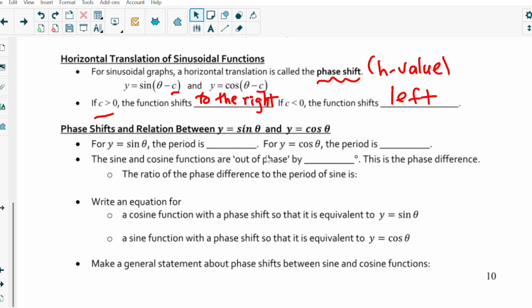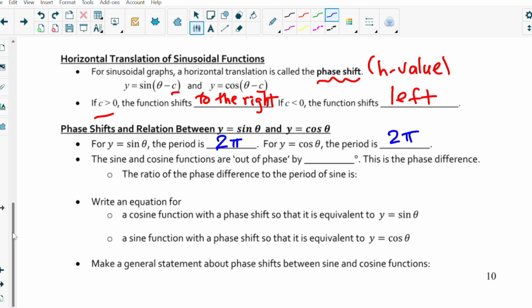Okay, phase shifts and the relation between y equals sine of theta and y equals cosine of theta. So let's start drawing some conclusions about the relation between the sine function and the cosine function. For y equals sine of theta, the period is, we know this from our investigations, 2 pi. For y equals cosine of theta, the period is also 2 pi.